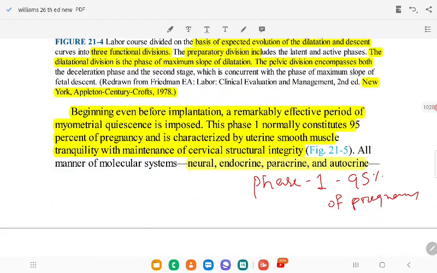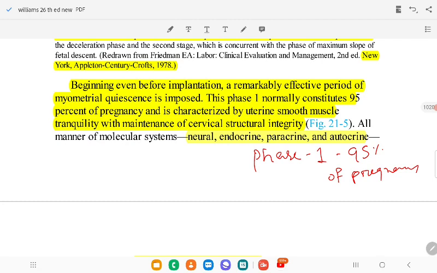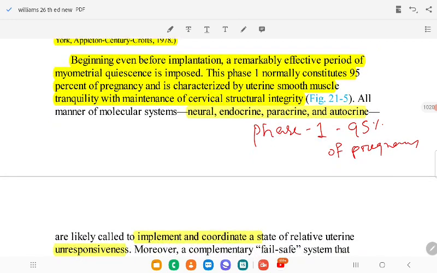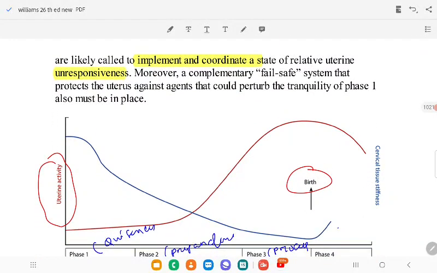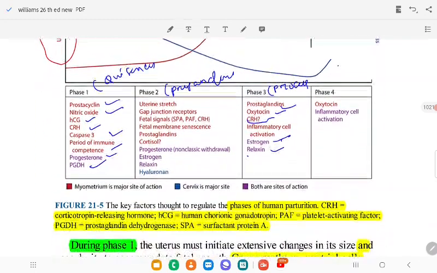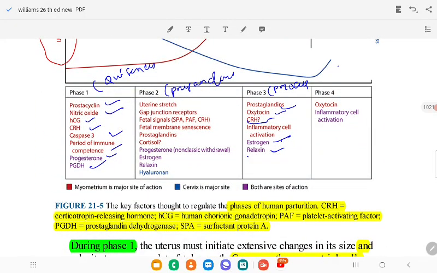It begins before implantation, an effective period of myometrial quiescence. What is phase 1 normally? Phase 1 consists of 95% of the total duration of pregnancy, and it is characterized by uterine smooth muscle tranquility with maintenance of cervical structural integrity by neural, endocrine, paracrine and autocrine systems, making the uterus unresponsive and quiescent. In phase 1, the key factors that regulate the process protect and maintain uterine quiescence: prostacyclin, nitric oxide, HCG, corticotropin releasing hormone, caspase 3, period of immunocompetence, progesterone, and prostaglandin dehydrogenase that will metabolize all the prostaglandins I2, F2 alpha, E2.